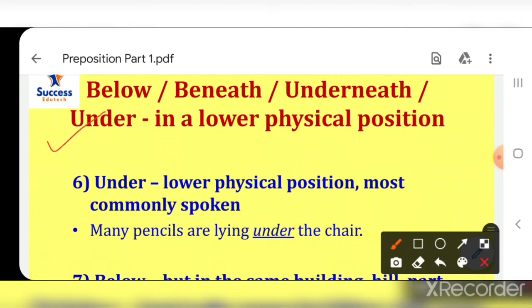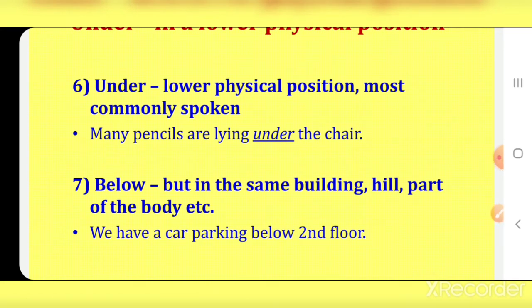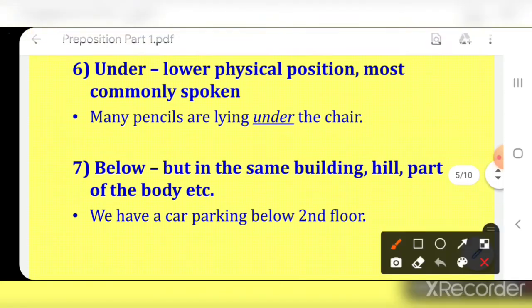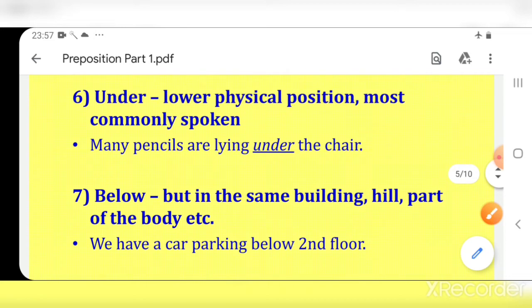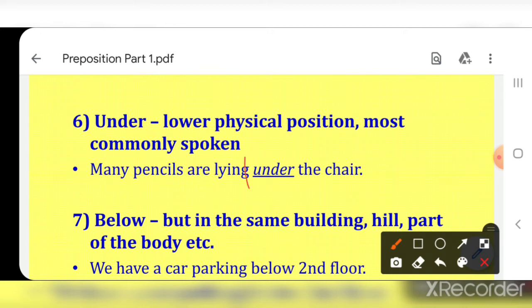Now, the first one is under. Meaning is lower physical position. All these prepositions have the same meaning, in a lower physical position. But here, under is most commonly used in spoken English. Example is many pencils are lying under the chair. Now here, under the chair, that means it's in a lower physical position.